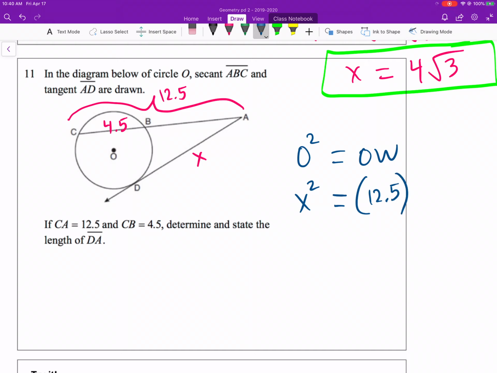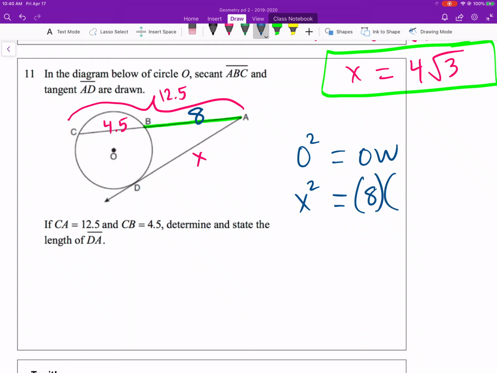times the, not the outside piece. Let's back up a step. What's the outside here? The outside here, if you're not careful, it'll catch you. BA is the outside piece. So how would I find that outside piece right now? You'd have to take that whole thing, right, 12.5, and subtract the 4.5. So you would get here for your outside piece, that would be 8. So the outside is 8.